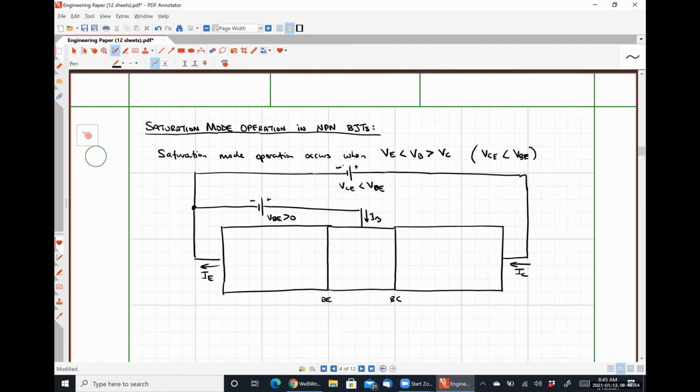All right, so when VBE is greater than 0, the base emitter junction is forward biased. So our depletion region for our base emitter junction is reduced from the unbiased junction. Here is N++, here's P+, over here is N. How is the base collector junction? Is it forward biased or reverse biased now?